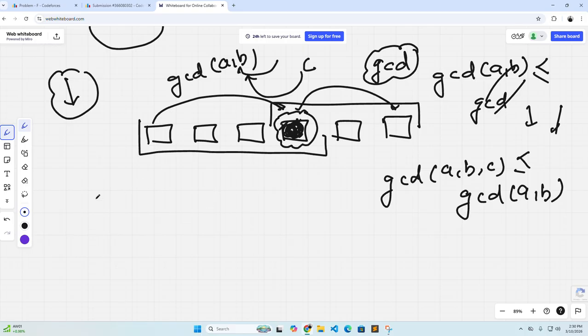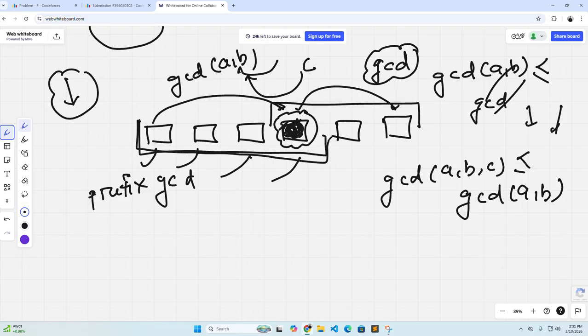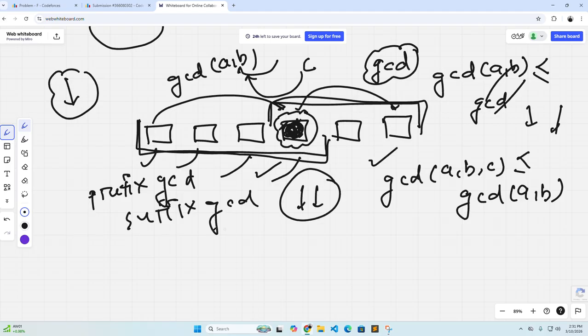We will maintain a prefix GCD to calculate this part, and we will also have a suffix GCD to calculate this part, and we will take the minimum of these two to minimize our cost. I hope you understand the problem logic.